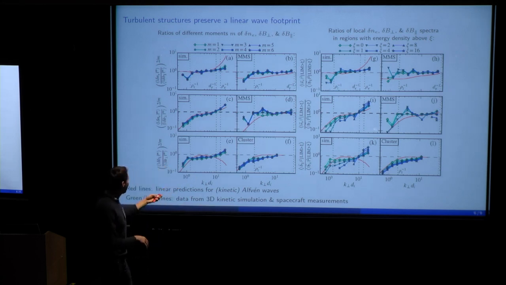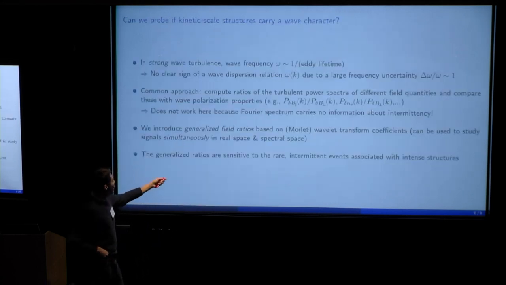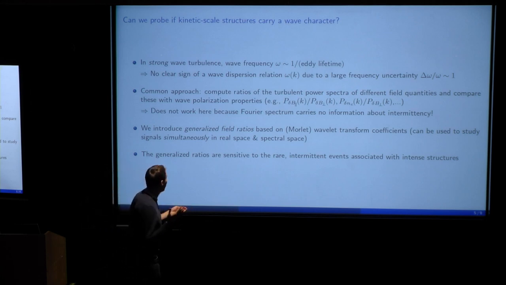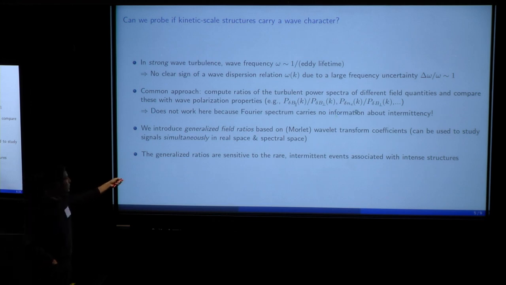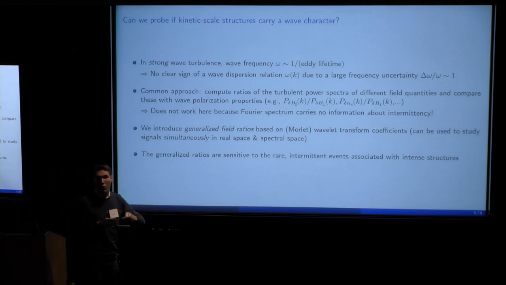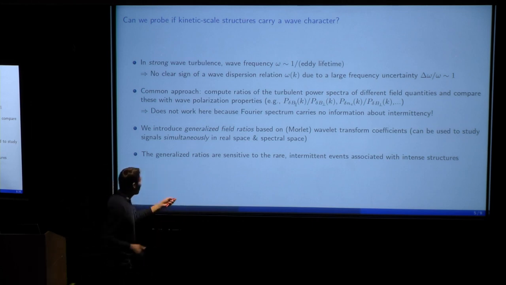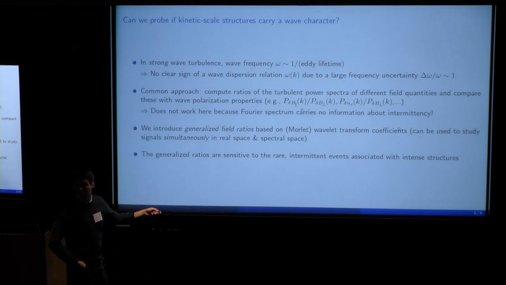So basically, the uncertainty is of the order of the frequency itself. So there's no hope that we can measure any dispersion relation. What is done instead in simulation and also in spacecraft observations is you can compute the power spectra of different quantities, for instance, different components of the B field or of the density field, and you can take ratios of these spectra.